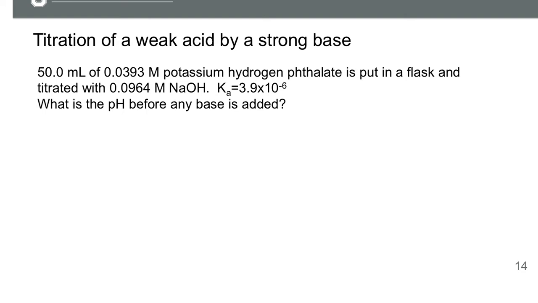Okay, so let's start calculating the pH before any base has been added. So now we have our KHP. Again, it's a monoprotic weak acid. We'll just call it HA, so we don't have to write out the whole formula, which is long. Again, this is a weak acid problem. We haven't added any hydroxide, right, before any base is added. So all we need to worry about is the equilibrium.